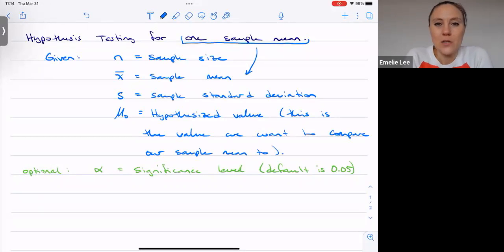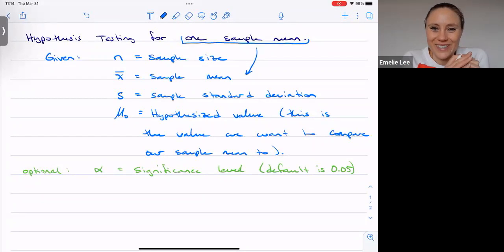Okay, so that's important. That's the same situation as we had for one sample proportion, right? If I just have one sample, then I have nothing really to compare it to, except my research question is going to lead me down the path of, okay, I want to compare my sample proportion to some hypothesized proportion. And now we're talking about means, right? I have some sample mean that I want to compare to some hypothesized mean.